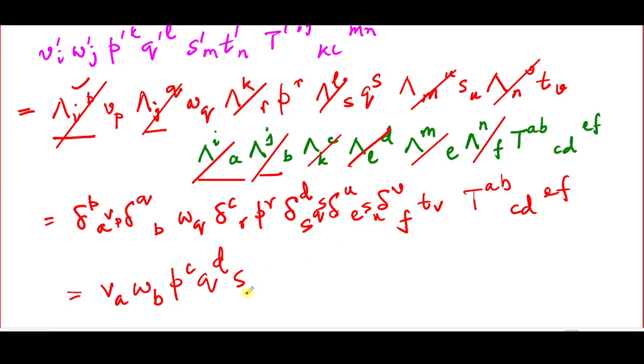So S, E, T, F, T, A, B, C, D, E, F. So notice this is exactly what the value was before. This is a transformed value and the two are the same.